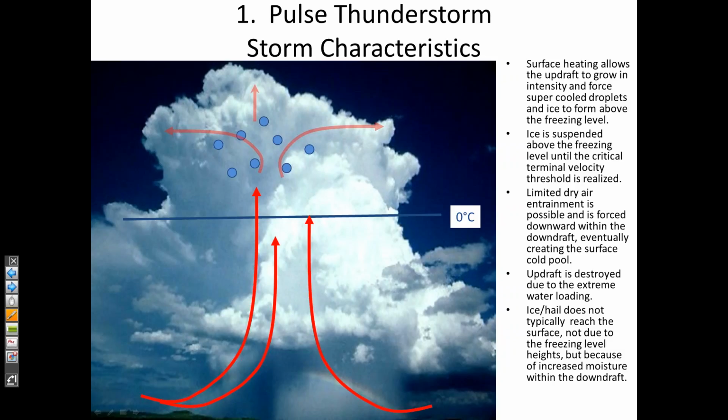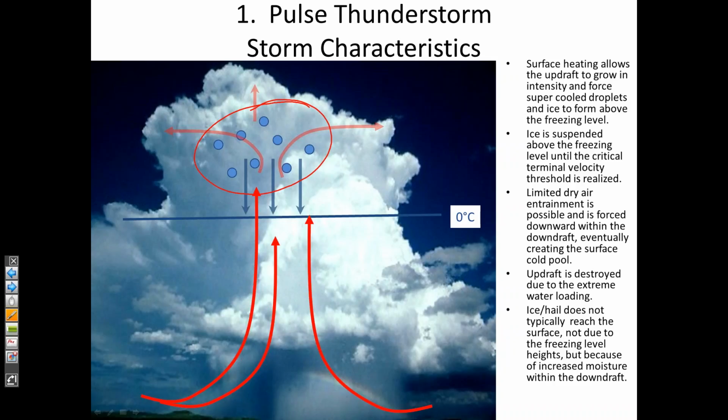Extends out, becomes your anvil. The whole entire process is going on right here. So as these drops above the freezing level start to coalesce and condense together, this process starts to happen here. Eventually you're going to reach what's called a terminal velocity. In other words, the droplets are so big that the updraft can't hold them up anymore, and they begin to fall. The cooling process is taking place as well, and that's part of this.